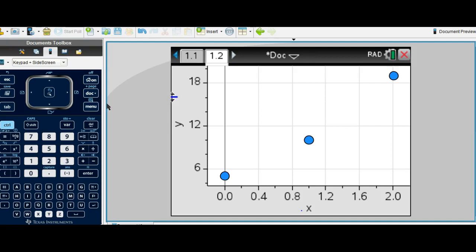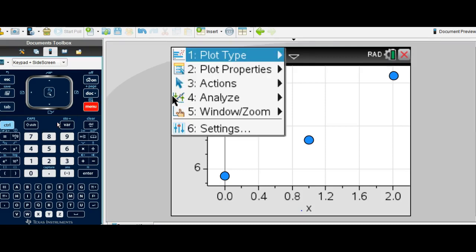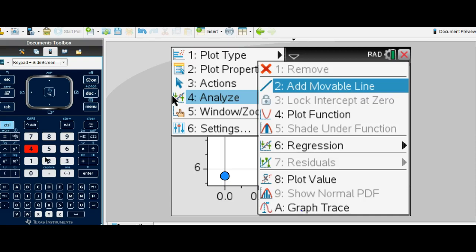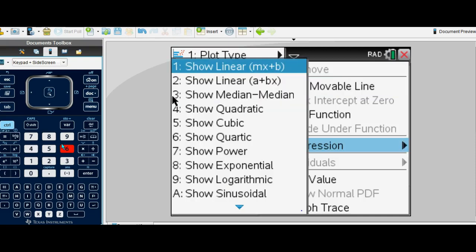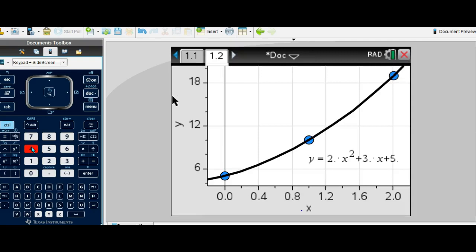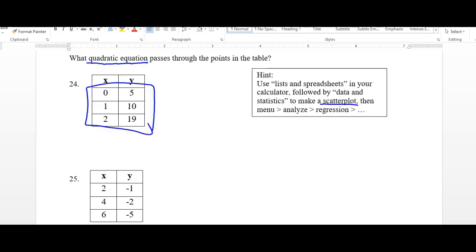To find the equation, we're going to go menu, analyze, regression, and then here's where we have to think about what kind of equation we're looking for. Before we used linear, which is option 1, and we used exponential, which is option 8. Well, now we're using quadratic, which is option 4, and it gives you your equation, 2x squared plus 3x plus 5. So here, y equals 2x squared plus 3x plus 5.